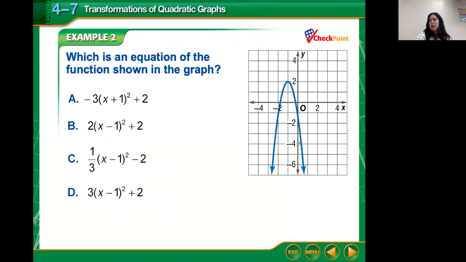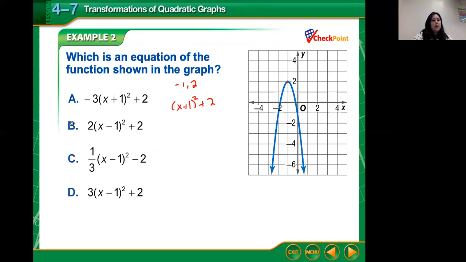So let's go ahead and try this one, which is the equation of the function shown in the graph. All right, let's take a look. So we can see that our vertex is at (-1, 2). So I do know that it's going to be (x + 1) squared plus 2.